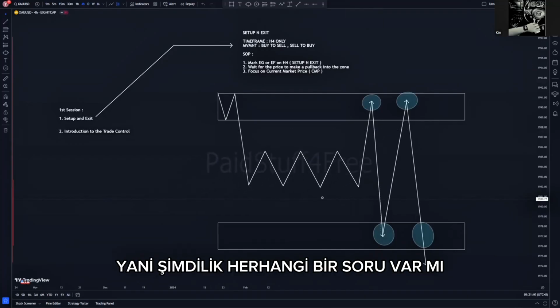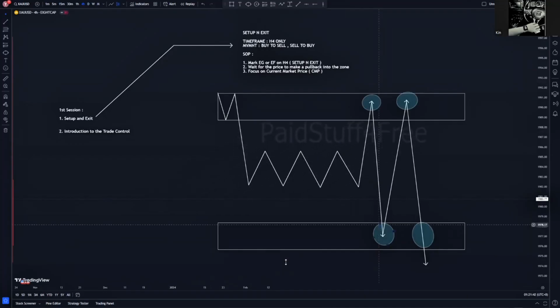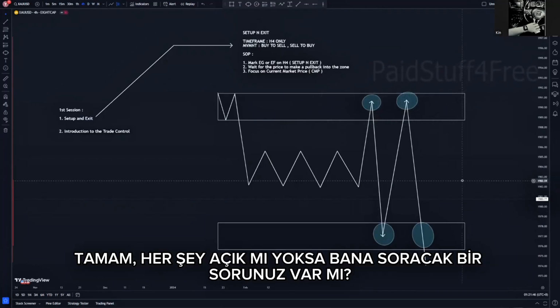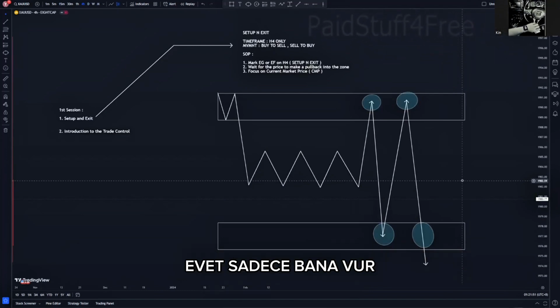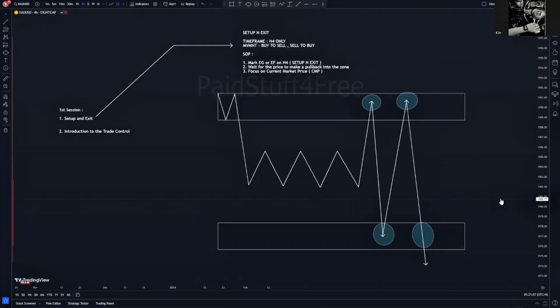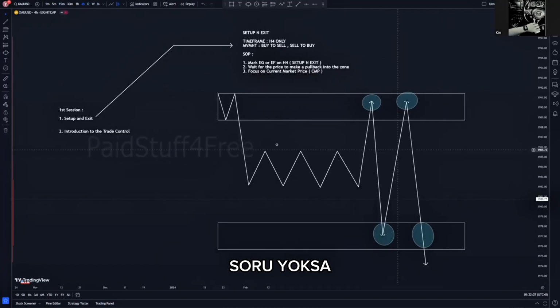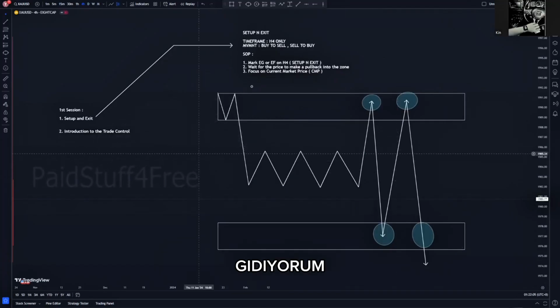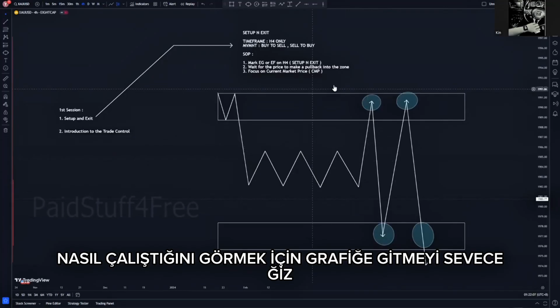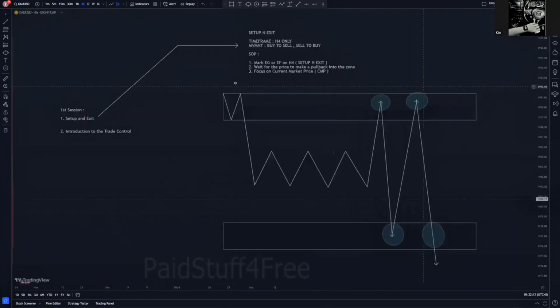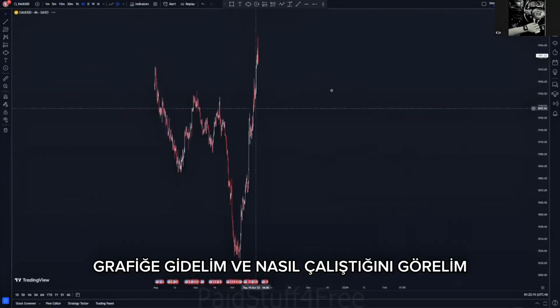So for now, is there any question? Is everything clear, or do you guys have a question to ask me? Just hit me up. All right, everything is clear for now? No question. If there is no question, we're going to go to the chart to see how it works.